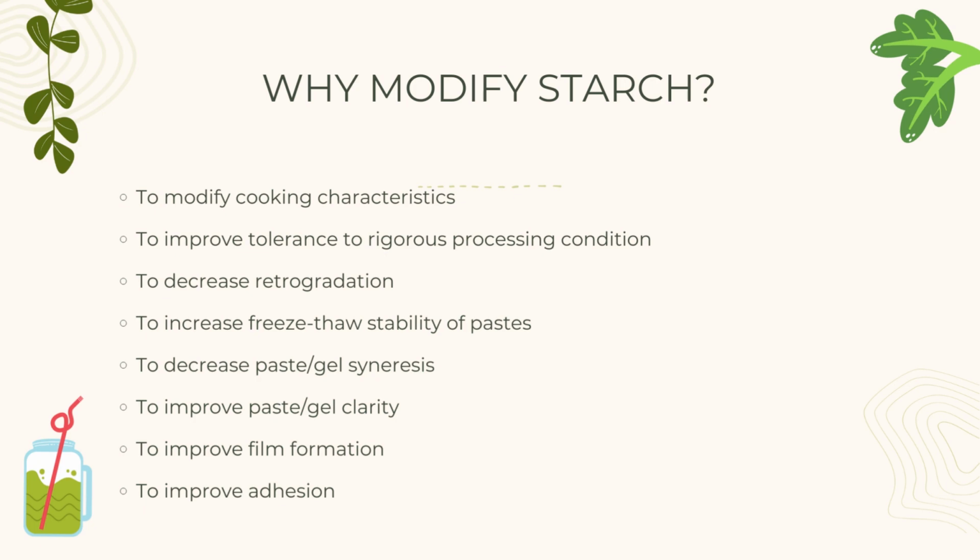So, starch modifications are mainly to modify cooking characteristics, to improve tolerance to rigorous processing conditions, to decrease retrogradation, to increase freeze-thaw stability of paste, to decrease paste and gel syneresis, to improve paste and gel clarity, to improve film formation, to improve adhesion, and to add hydrophobic groups for emulsion stabilization.